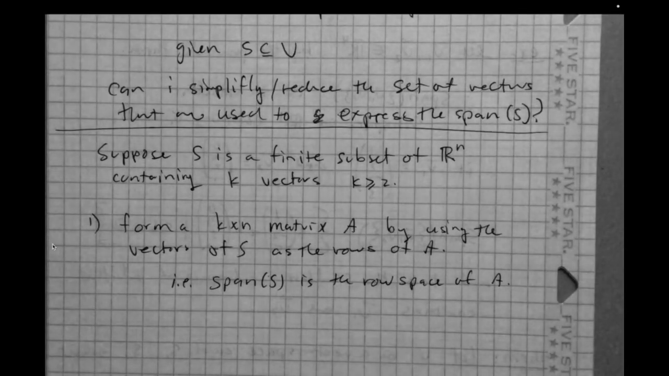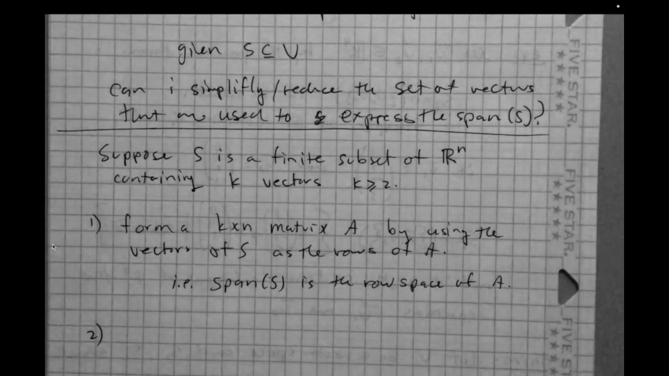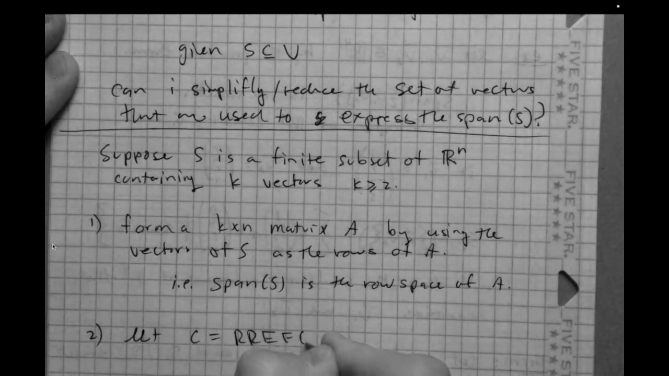We talked about row space earlier, and it turns out that if you take the vectors of S and toss them into a matrix, where each of the rows is a vector from S, then you've converted the span concept into the row space concept in one fell swoop. That's step one. Step two is we're going to row reduce A, so we let C equal the reduced row echelon form of A.